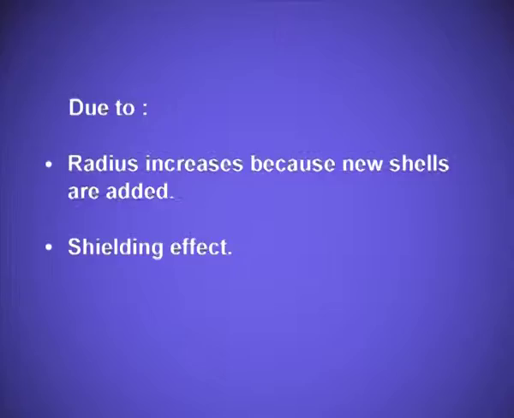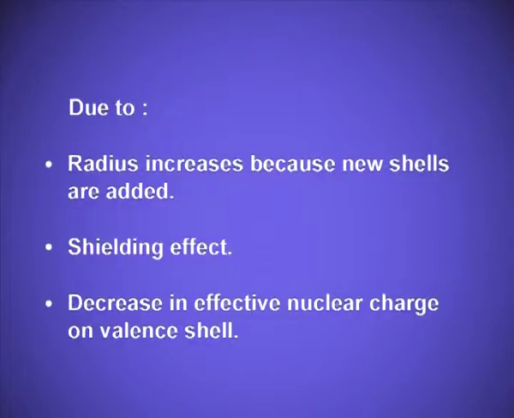Hence, there is the expansion in the electron cloud, and it is also responsible for the increase in the atomic radii. Decrease in the effective nuclear charge on the valence shell. This is due to the screening effect. So, we have seen that from top to bottom in a group there is an increase in the atomic radii.